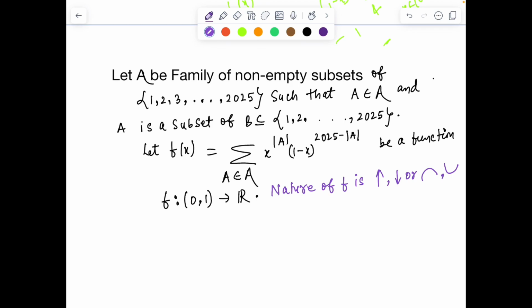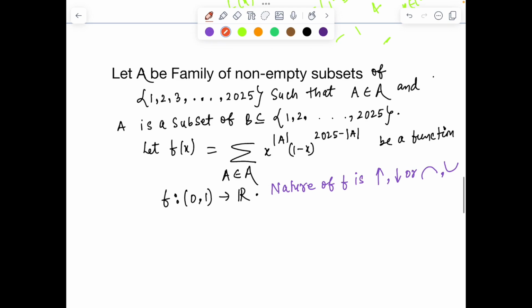We are defining a function from [0, 1] to the real numbers as the sum over all such A belonging to this set 𝒜 of x to the power cardinality of set A. The moment we see these kind of problems, the first thought process should be to decode this problem. Instead of 2025, it's better if we can decode this for, let's say, n equals number of elements equals 3 probably. That will give a feel of what exactly to be done, and this is a crucial step towards problem solving. So here we go.